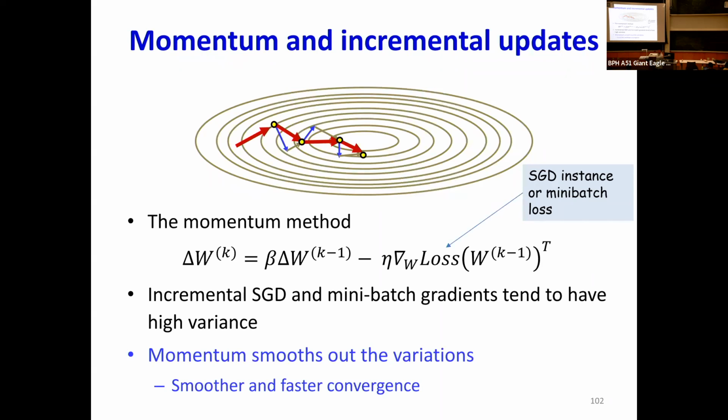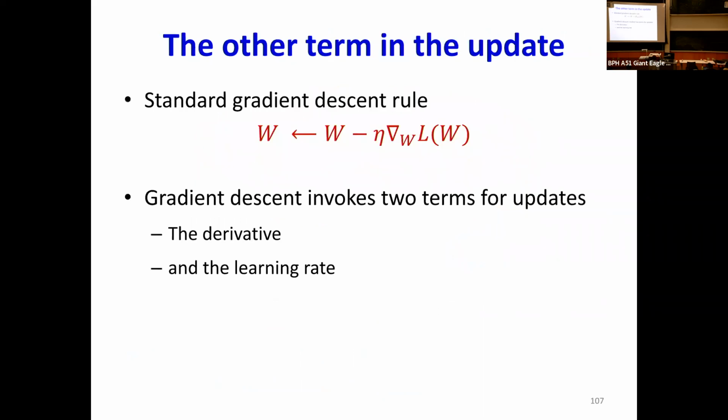And the only difference between what we saw earlier and now is that the gradients that you're going to be using in all of these updates are the SGD or mini batch gradients. So let me skip all of this, right?